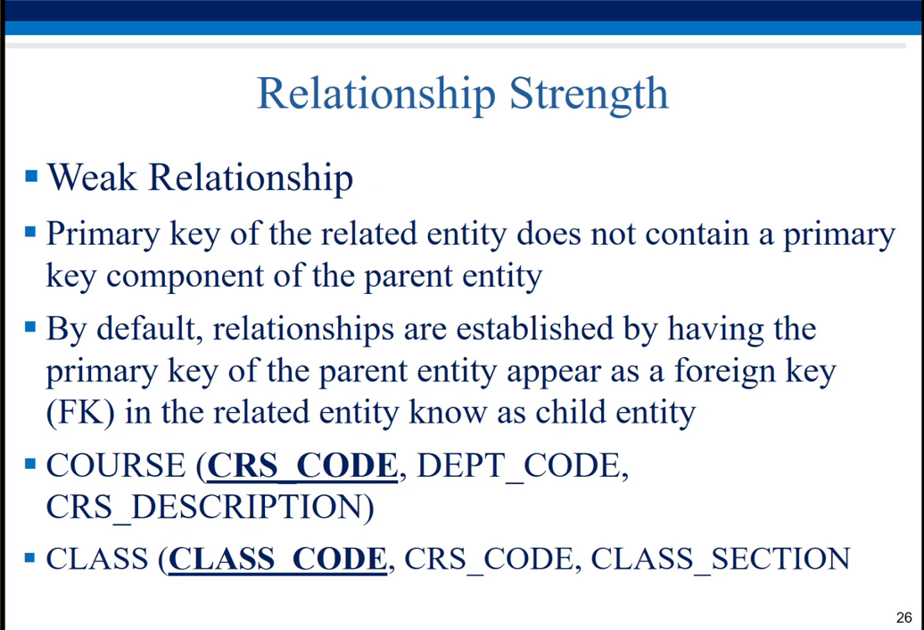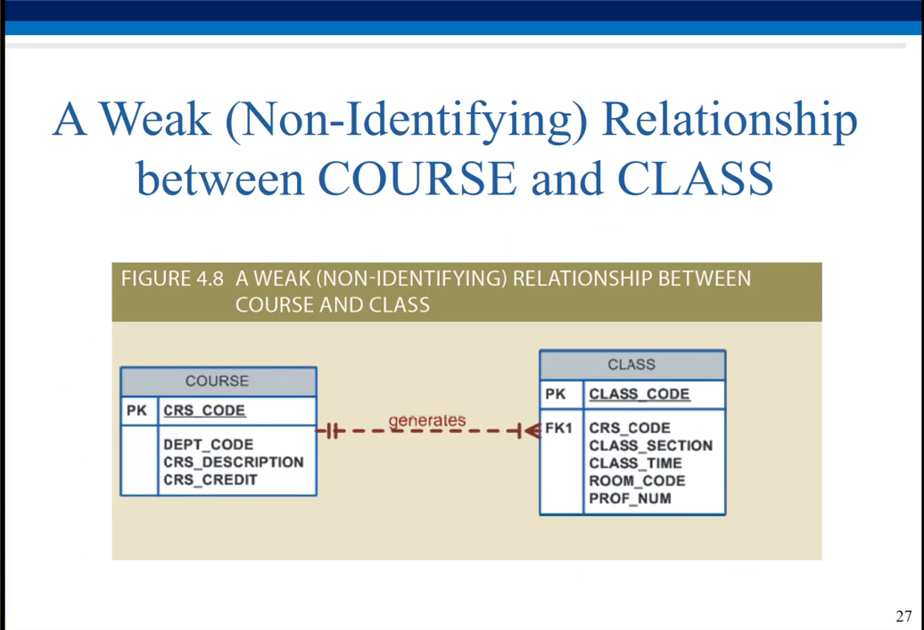So here we have a course code and a class code. The class code is the primary key. The foreign key is course code, and it's related to the course code, the primary key in the course entity. And again, this one shows a dotted line, which means it's a weak or non-identifying relationship. So here's the foreign key, the course code, and it applies to the primary key of the course code in the course file.